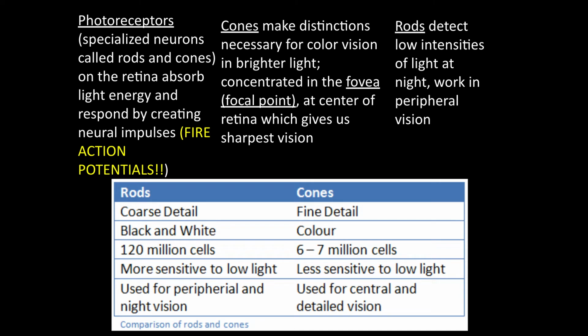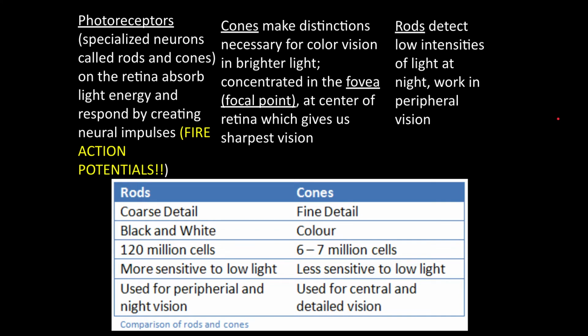So photoreceptors are these specialized neurons, the rods and the cones, on the back of the eye, which is called the retina. Again, where the magic happens, because these photoreceptor cells receive or take in light energy and respond by creating neural impulses, which just means they take in light energy and they fire action potentials. Cones and rods have very different distinctions.